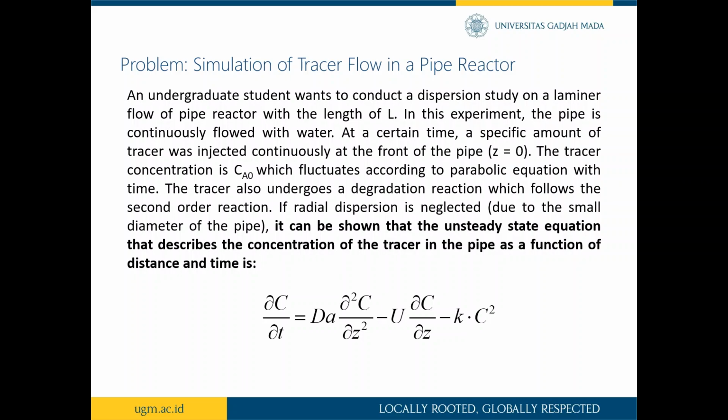we have dc over dt that reflects the accumulation term of the tracer, and then we have the axial diffusion. This is reflected as dA times d squared c over dz squared, the second derivative of tracer concentration. And then we also have the advective term reflected by u times dou c over dou z, and then the reaction term, which is k times c squared.